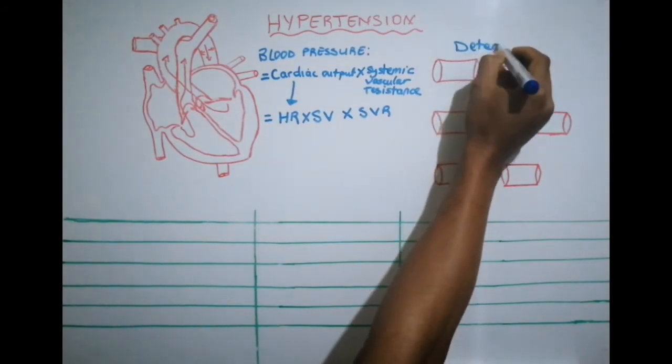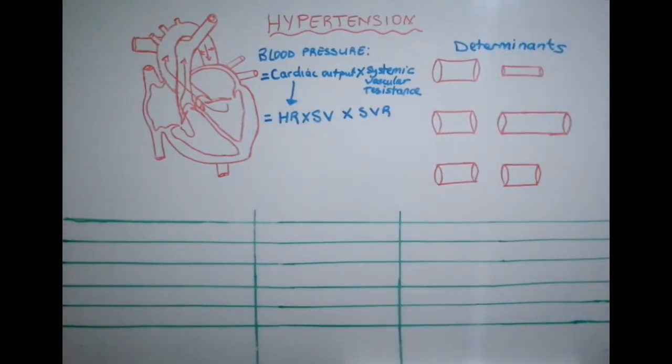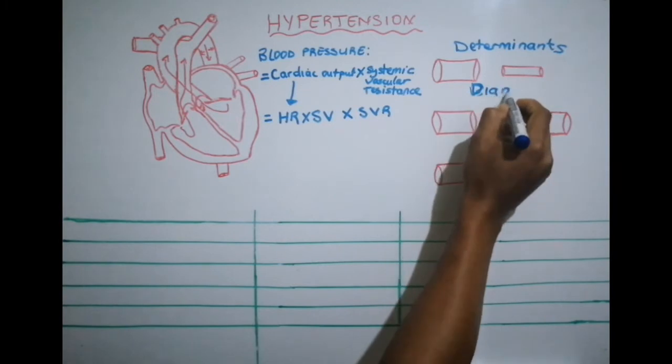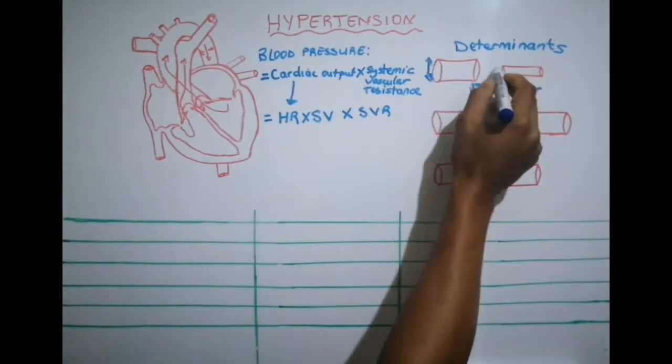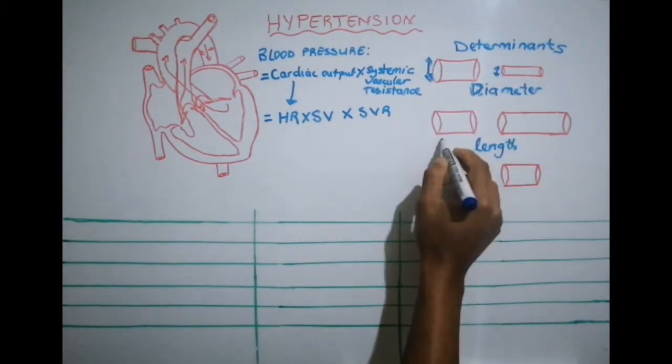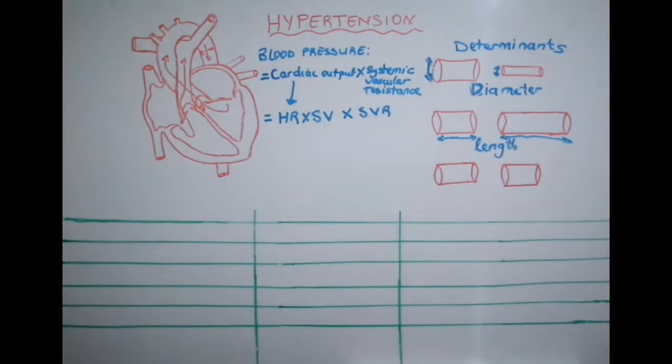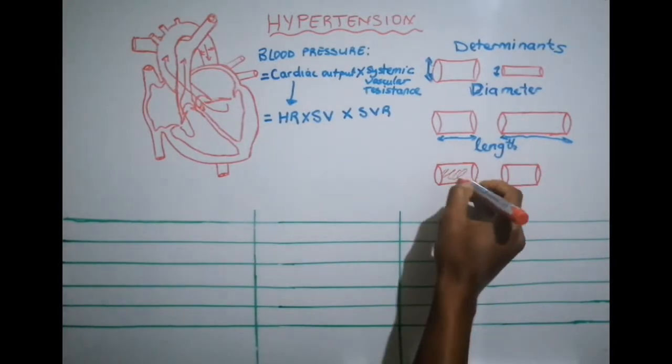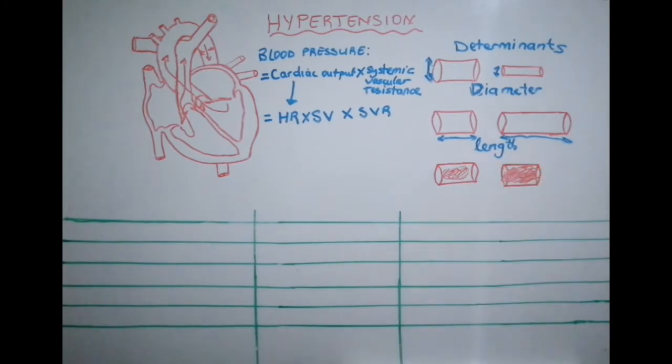Systemic vascular resistance has a number of determinants. The narrower or smaller the lumen of the blood vessel is, the higher the systemic vascular resistance. The longer the blood vessel, the higher the systemic vascular resistance. And the more viscous the blood, the higher the systemic vascular resistance, which should make enough sense.